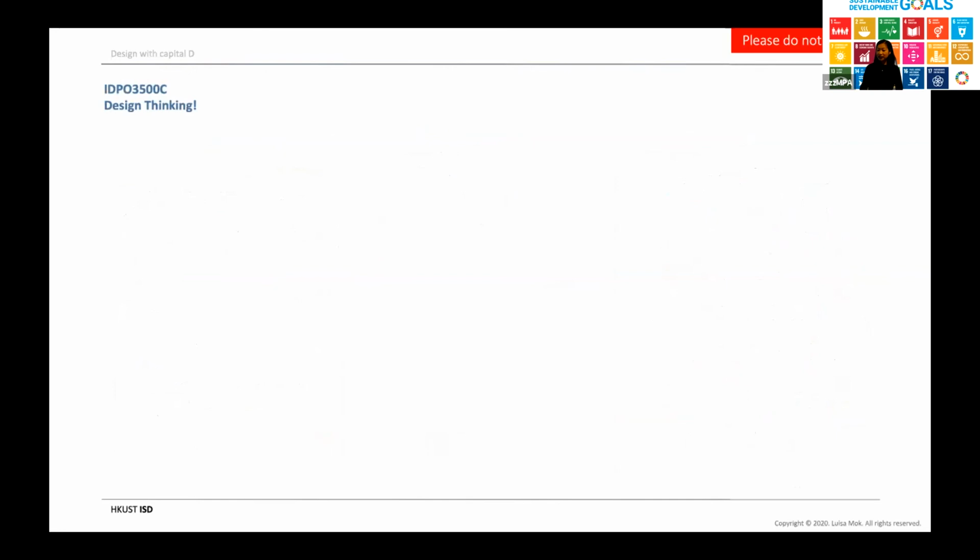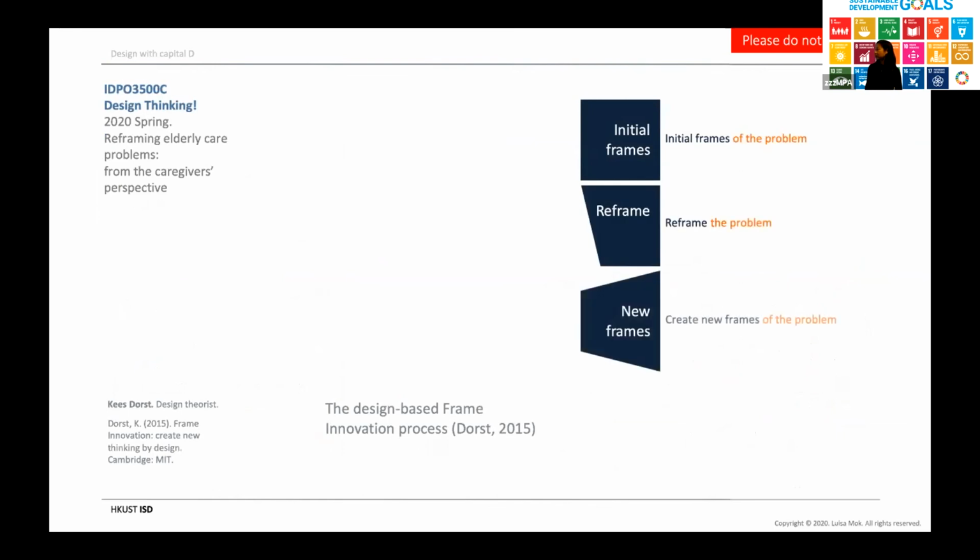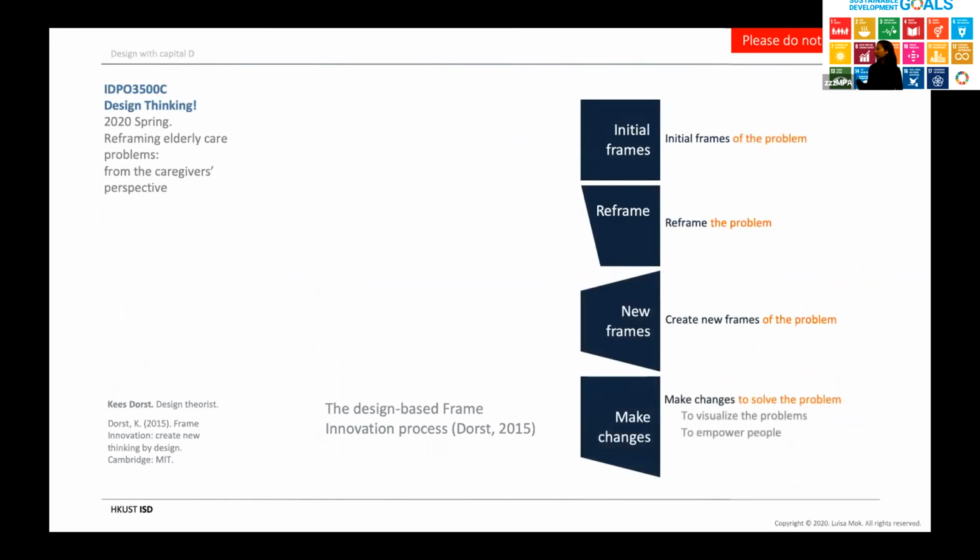I also run design thinking courses, but again, it's the same. I also adopted the established design thinking methods. So this one is by HKUST, his design-based frame innovation process. So this is also step-by-step.